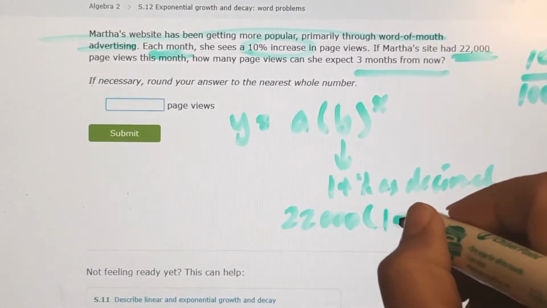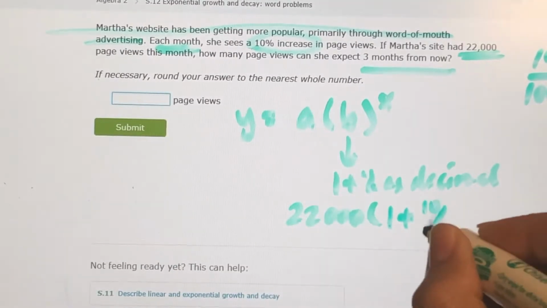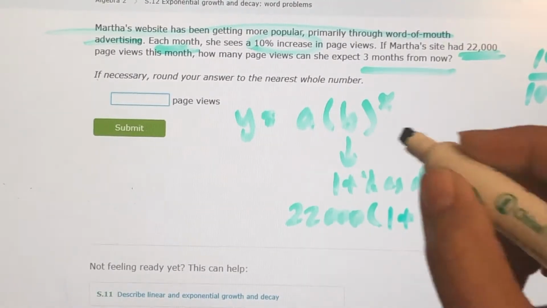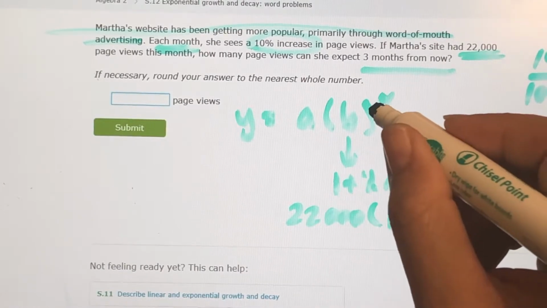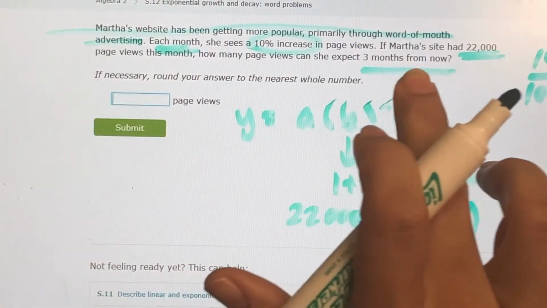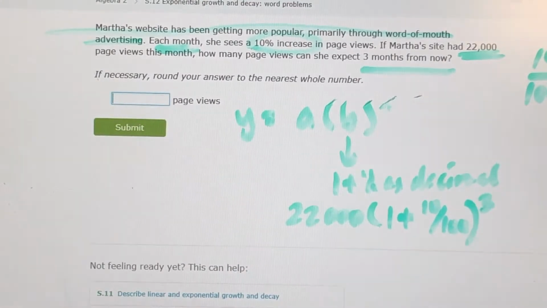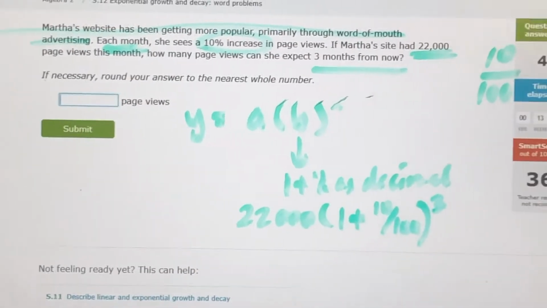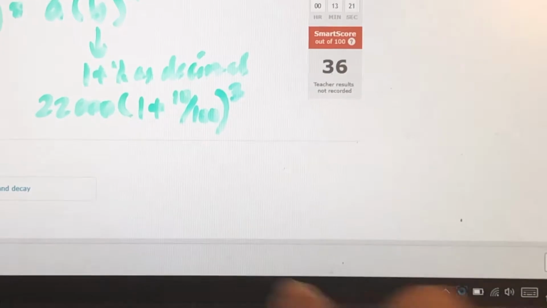So this is going to be 1 plus 10 over 100, to the value of X, which is the time that has passed. So what's the time? 3 months from now, so that's the time. And all you do is punch that into a calculator. Just remember that anytime you have a fraction, you need to put parentheses. So let's go ahead and type that in.